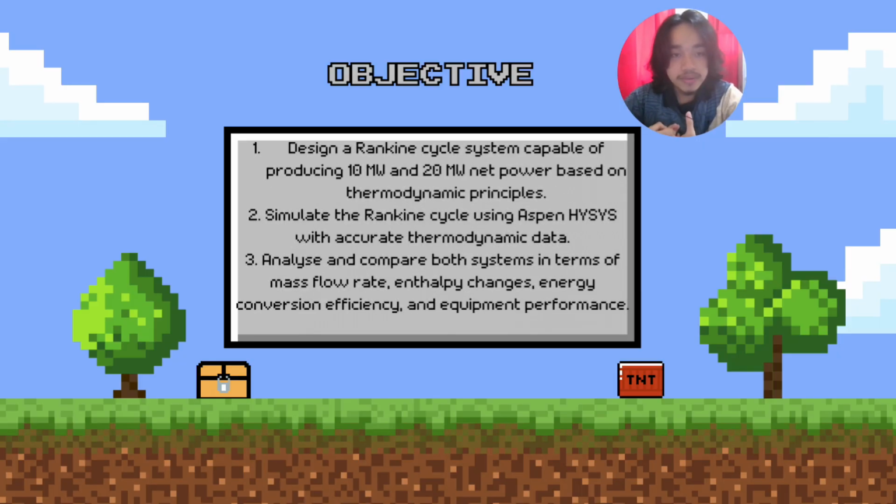This is our objective and the aims for this project. One, we designed a Rankine cycle system capable of producing 10 megawatt and 20 megawatt net power based on thermodynamic principles. Two, we simulate the Rankine cycle using Aspen Hysys with accurate thermodynamic data. Three, analyze and compare both systems in terms of mass flow rate, enthalpy change, energy conversion efficiency, and equipment performance.